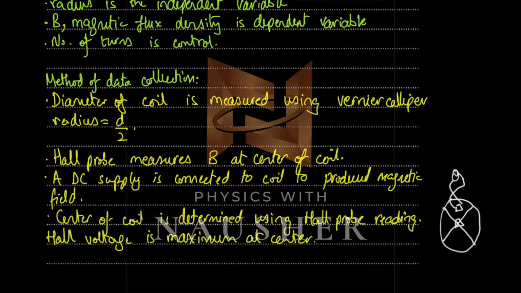A DC supply is connected to the coil to produce the magnetic field, and the Hall probe measures the magnetic field. Again, if you look at the marking scheme and you feel that the flow of your points and the flow of the marking scheme is not the same, it doesn't matter. It should make sense to you. They don't particularly check, okay, in the marking scheme if something is mentioned in method of data collection, has this kid mentioned the same thing? No, they don't check it like that.